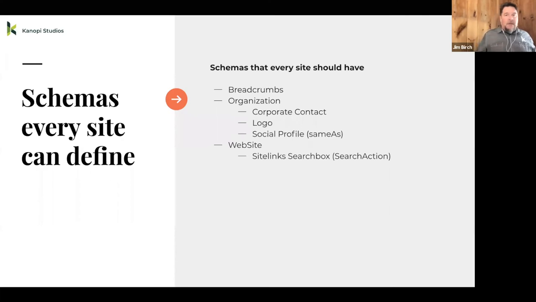So these are what appear in the knowledge box that also appears on the right-hand side when you search for your organization. And then you can define your homepage as a website, which, not every URL on the internet is a website anymore. So you actually can specify this as a website. And when you do that, you can define your site links search box. So if you've ever gone to Google and searched for a company and you see their search box in the search results, that's one way to get it in there. Google can also assume these things and stick it in there on their own.